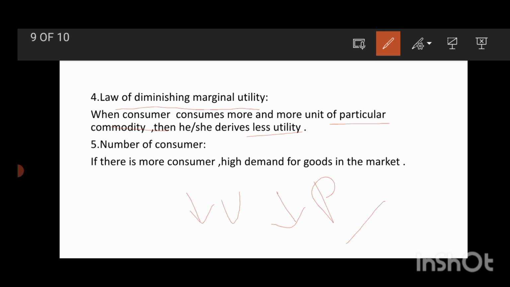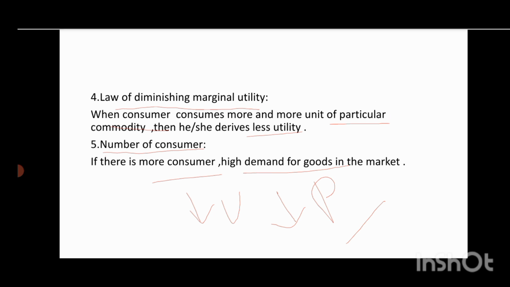The number of consumers also matters. If there are more consumers in the market, there will be high demand for goods in the market. If there are fewer consumers in the market, the overall aggregate demand for those goods will be lesser. So these are the reasons for the downward slope of the demand curve.